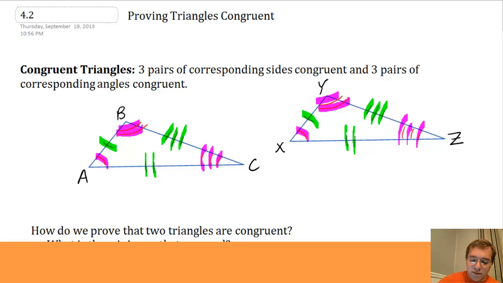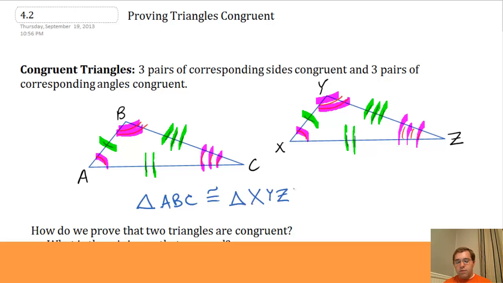So I can say, by the definition of congruent triangles, that triangle ABC is congruent to triangle. And now the order in which I label the second triangle depends upon the order in which I labeled the first one. I have to label it in the same order so that the angle that corresponds with A goes first. So X corresponds with A. The angle that corresponds with B goes next. And the angle that corresponds with C goes third.